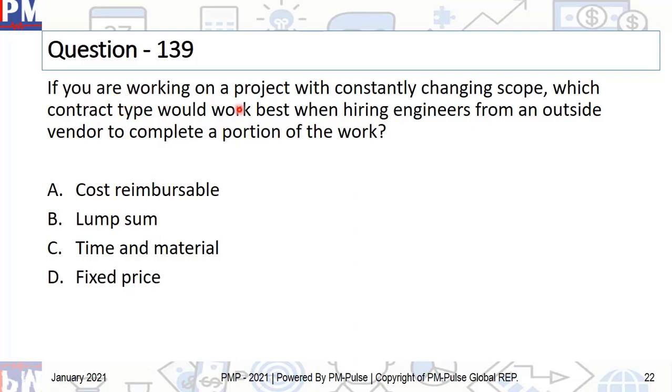If you're working on a project with constantly changing scope, which contract type would work best when hiring engineers from an outside vendor to complete a portion of the work? A, cost reimbursable, B, lump sum, C, time and material, and D, fixed price.